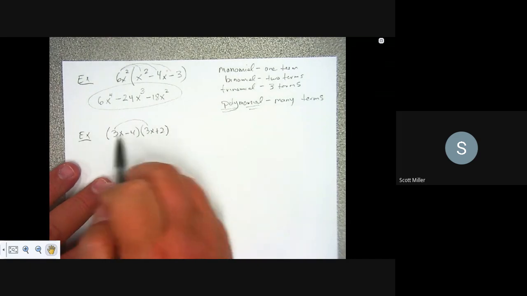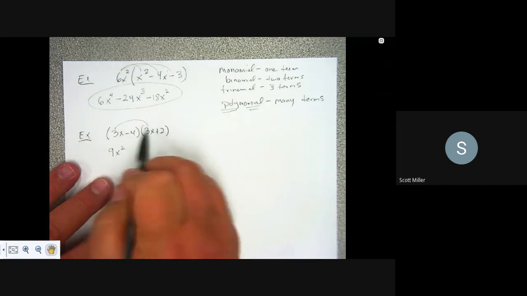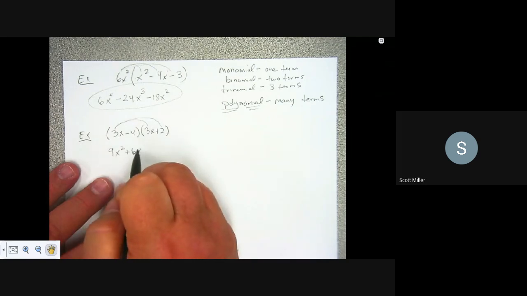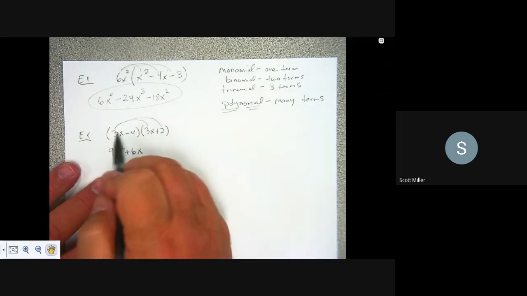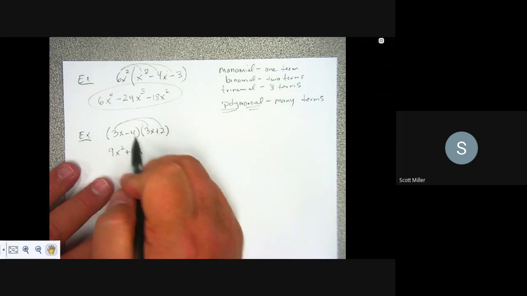That times that, so 3 times 3 is 9. X times x is x squared. Now, this one multiplied to here, so I'm also going to multiply to the back one. So 3 times 2 is 6, and then the x. So this 3x is now multiplied to both of those terms. So now I'm going to move to the minus 4 and multiply to those terms.